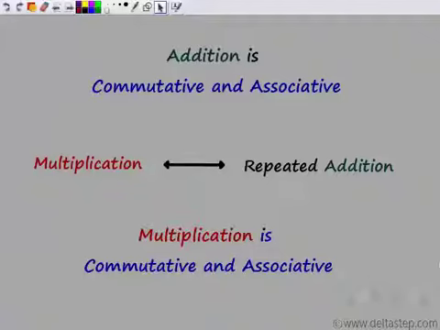We had seen that addition is commutative and associative. Subtraction is neither commutative nor associative. From addition, if I do repeated addition, I get multiplication. And as addition was both associative and commutative, multiplication too is both commutative and associative.